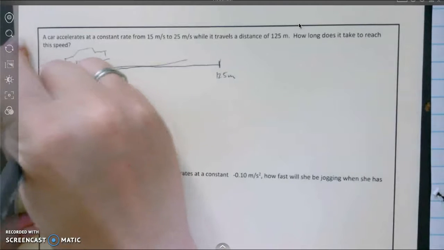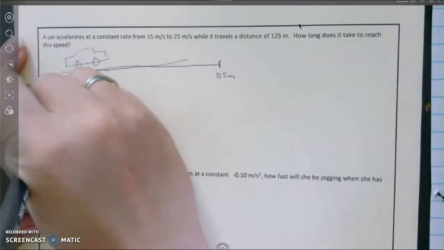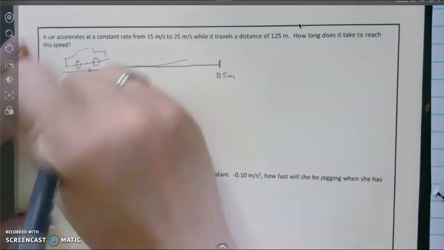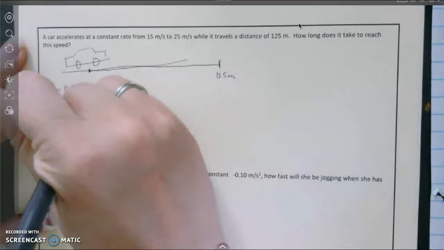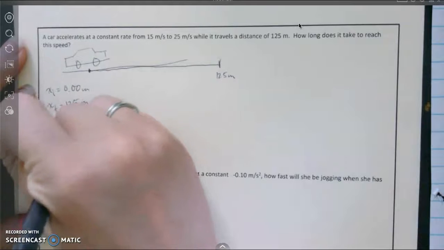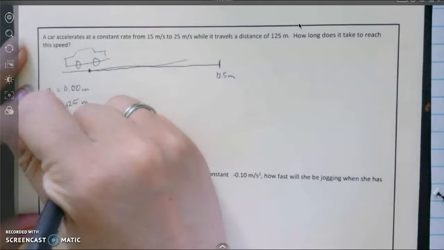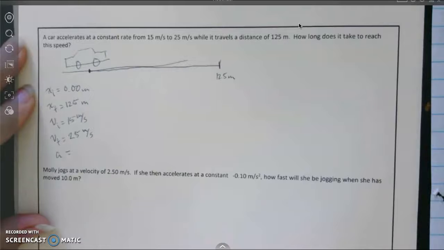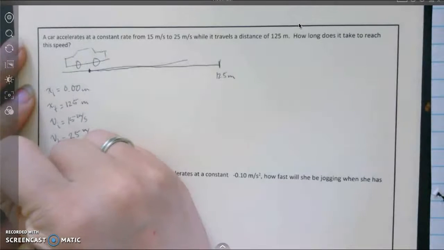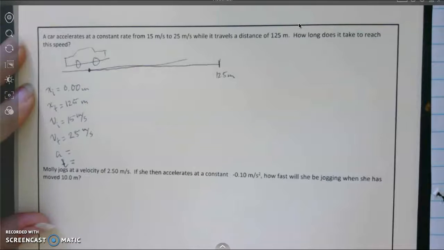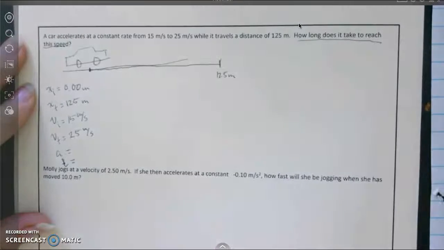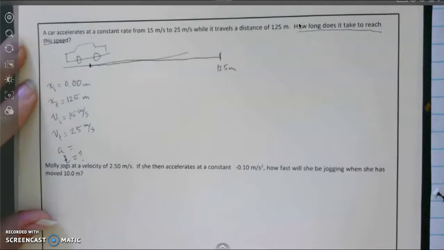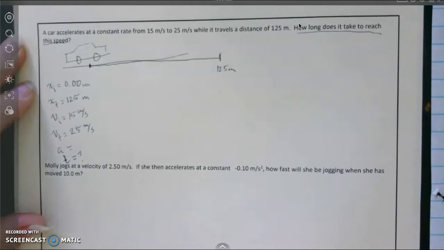So x initial is equal to 0. X final is equal to 125. Velocity initial is equal to 15 meters per second. Velocity final is 25 meters per second. We don't know the acceleration, but it is accelerating, and this happens over some period of time. That's what it's saying. How long does it take to reach this speed? So that's what we're solving for, the time. So we needed an equation that doesn't contain acceleration.